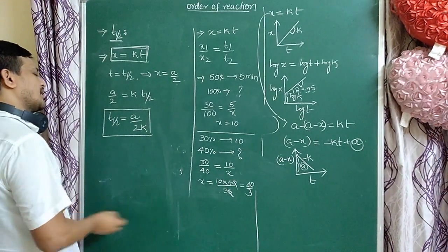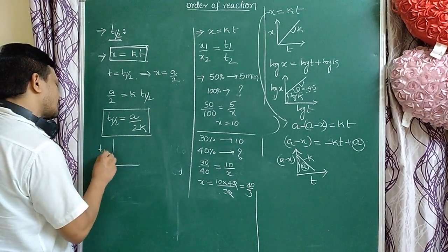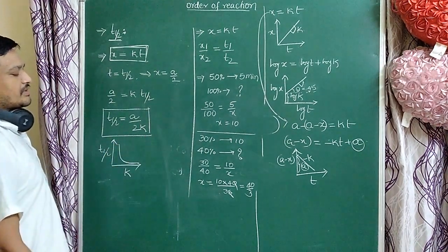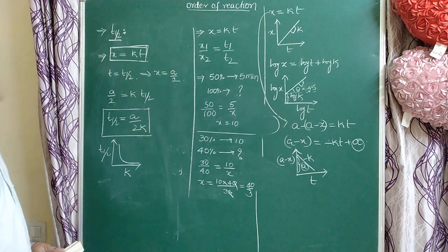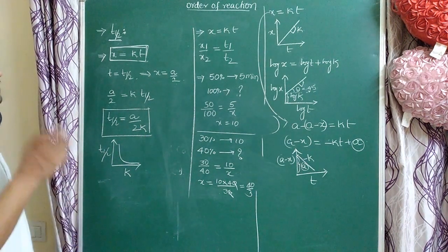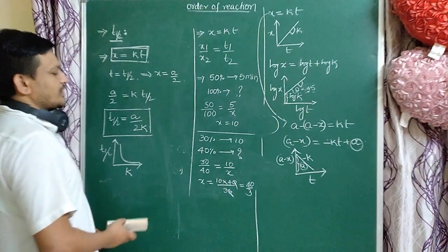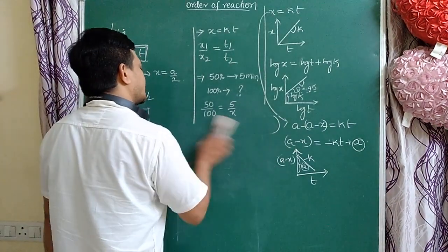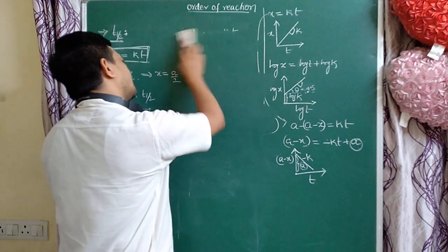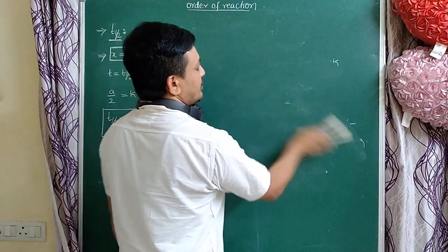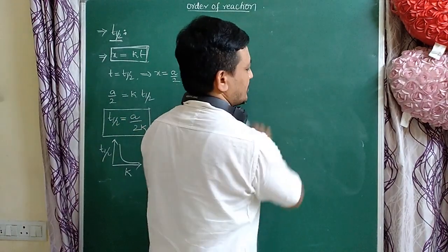For any order of the reaction, half-life is inversely proportional to rate constant. That is very important. As rate constant increases, half-life decreases; as half-life increases, rate constant decreases, for any order of the reaction. Whatever the order of the reaction, rate constant is always inversely proportional to half-life. That is very important, students.